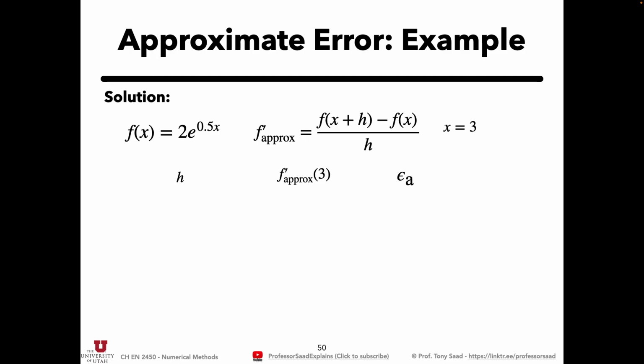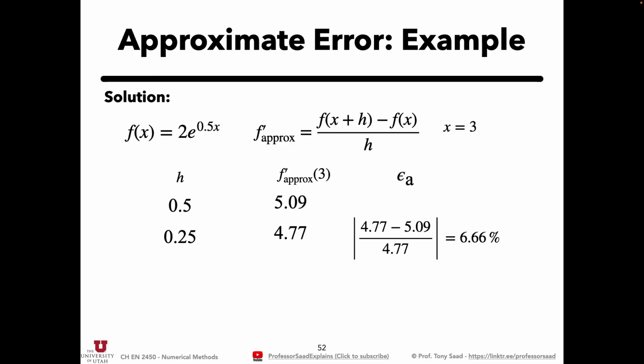We start with a table for h, f prime approximate at 3, and our relative approximate error. For the first value of h, 0.5, we get an approximation of 5.09, but we cannot define an approximate error because there's no worse approximation. This is our starting point. So I'm going to leave this blank. As far as I can tell here, it's an undefined error. We don't have any worse approximation than this.